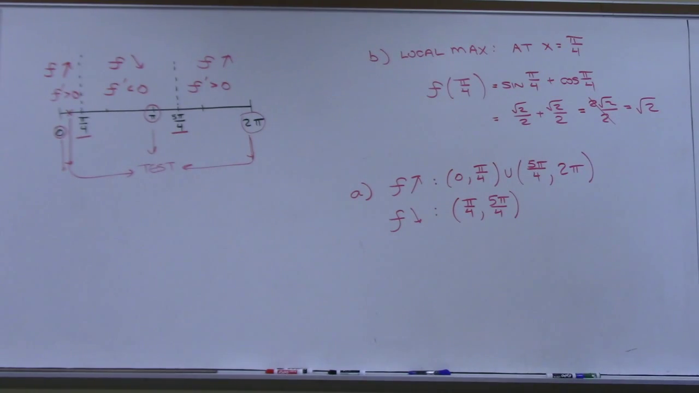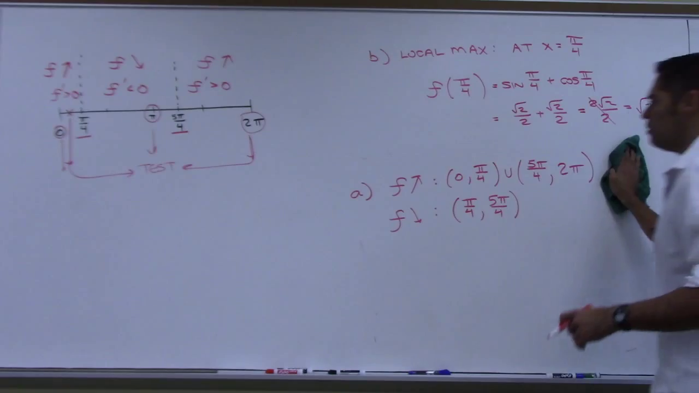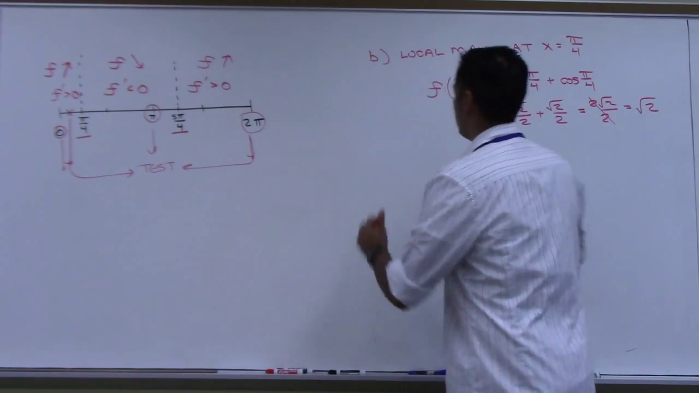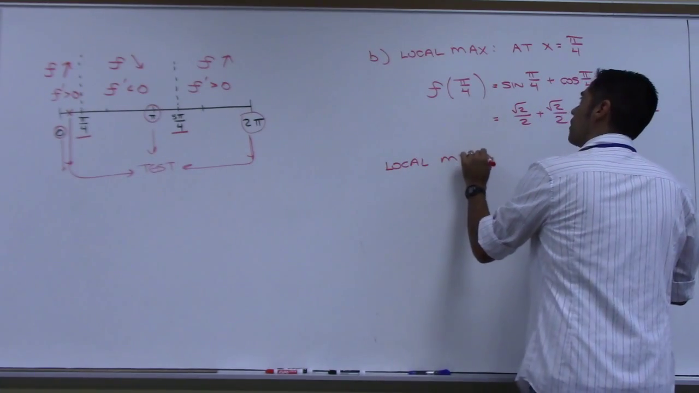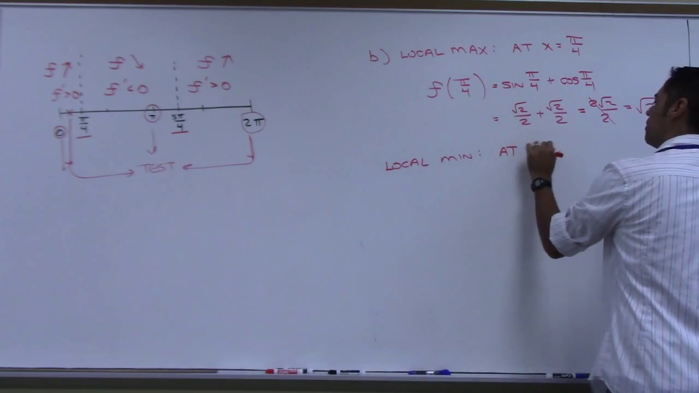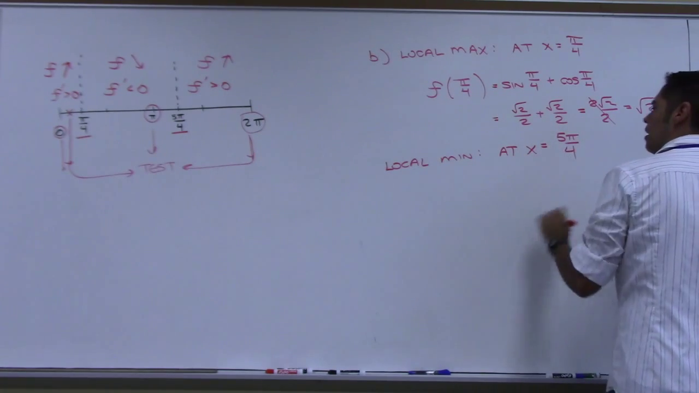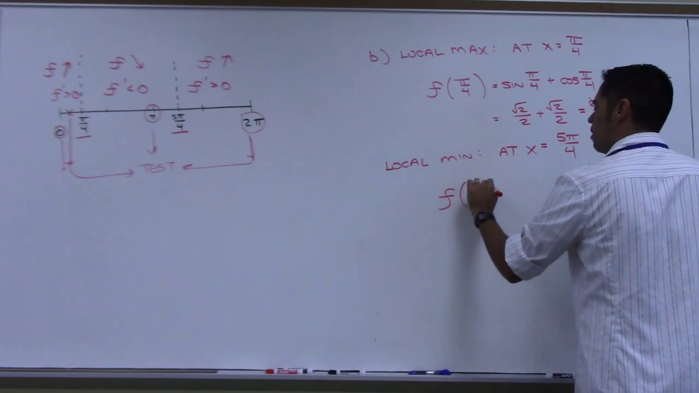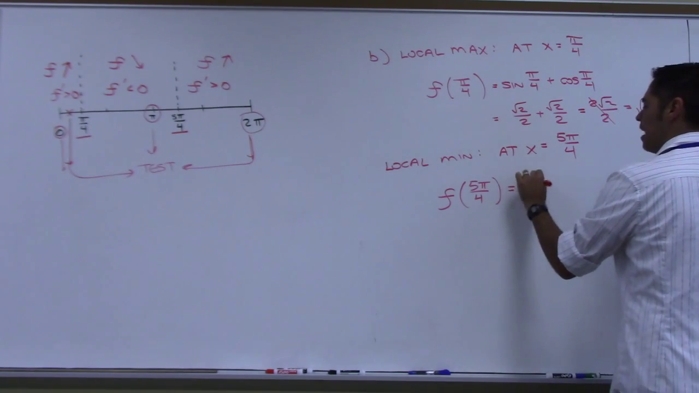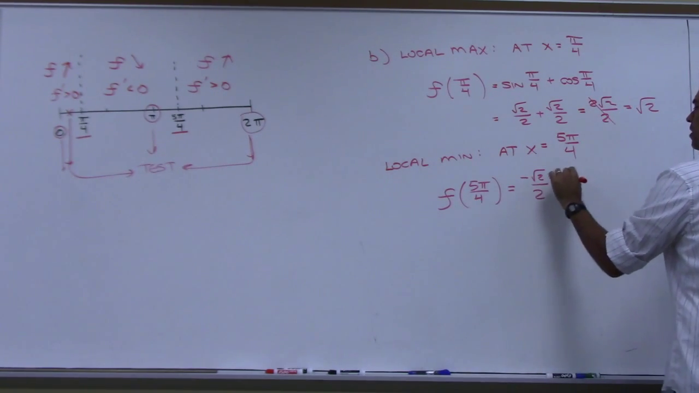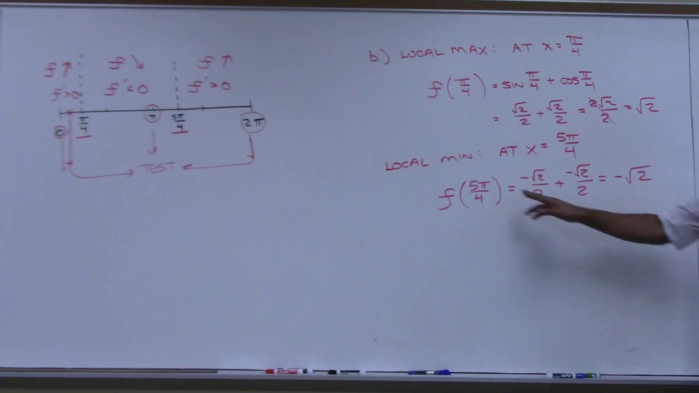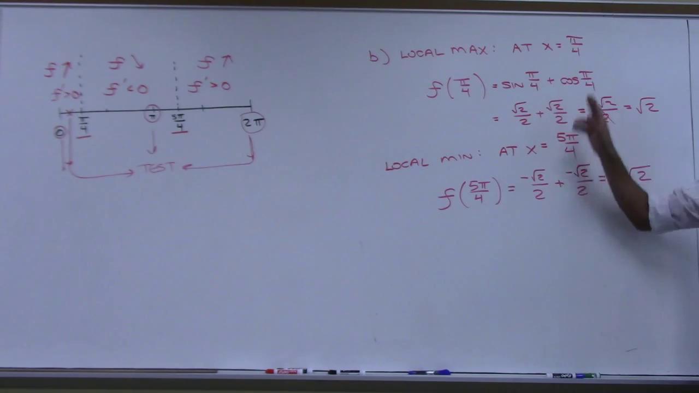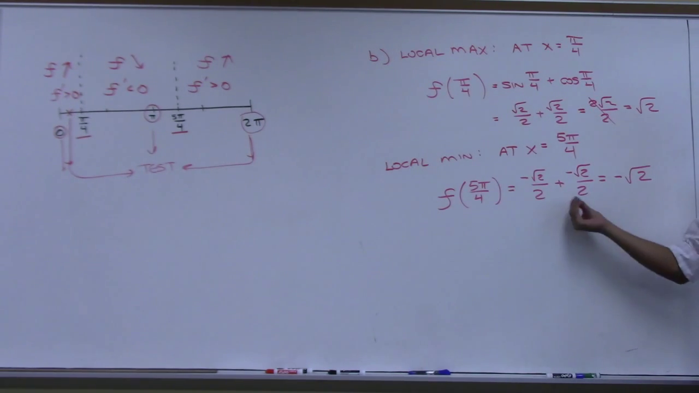And how about a local minimum? 5 pi over 4? So for part B, we have a local minimum at x equals 5 pi over 4. And f of 5 pi over 4, if you do that, it's negative root 2 over 2 plus negative root 2 over 2, which is negative root 2. So same idea. You're plugging 5 pi over 4 into sine and then into cosine. Both of them spit out negative root 2 over 2. You put them together, you get negative root 2. We good?